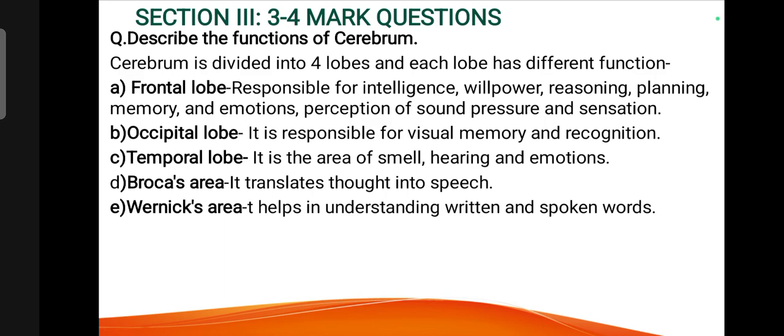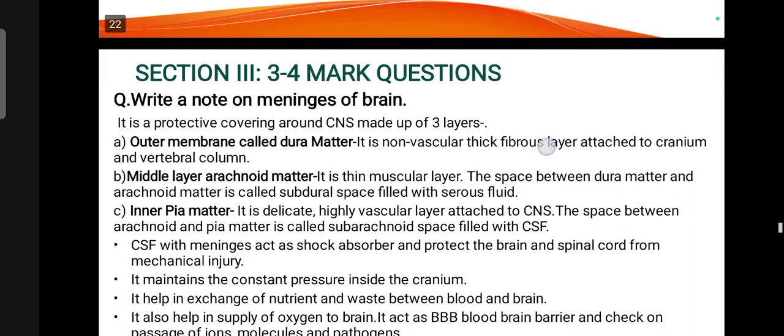Describe the functions of cerebrum. It is divided into 4 lobes and each lobe has different function. Frontal lobe, it is responsible for intelligence, willpower, reasoning, planning, memory and emotions. Occipital lobe, it is responsible for visual memory and recognition. Temporal lobe, it is the area of smell, hearing and emotions. Broca's area, it translates the thought into speech. Wernicke's area help in understanding written and spoken words.